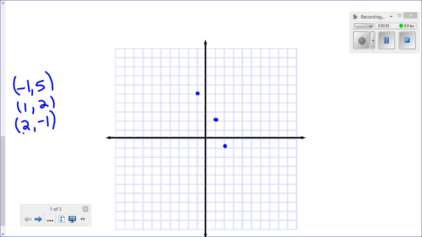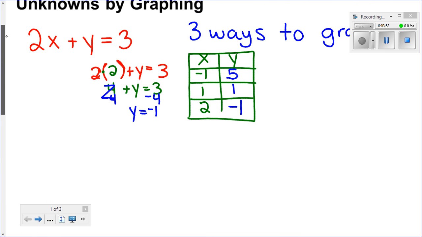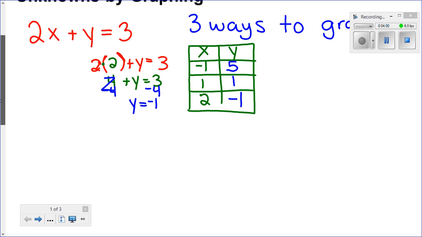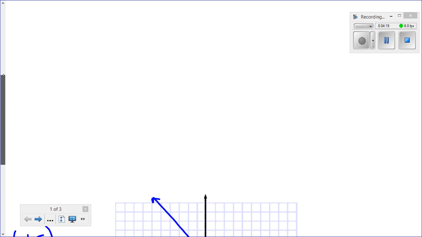Hopefully I got all my points right. Did you guys check them? Oh, there's my wrong point. It's not supposed to be (1, 2). It is supposed to be (1, 1). I knew you could do it. Okay, so there's our first line using a table of values.